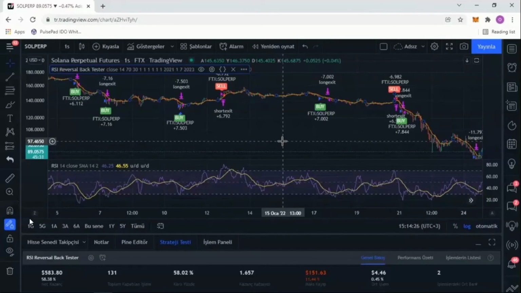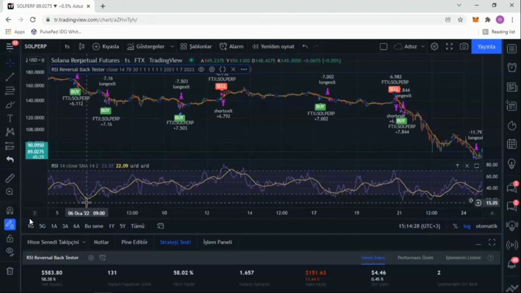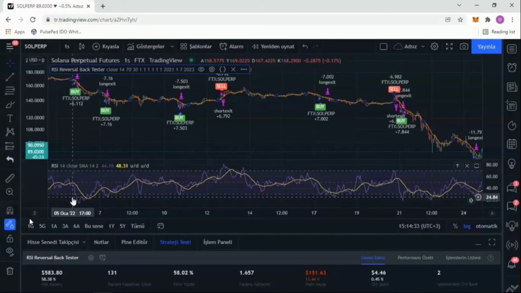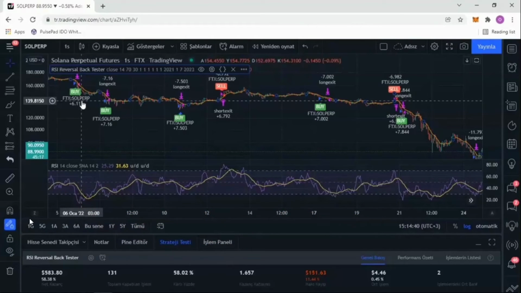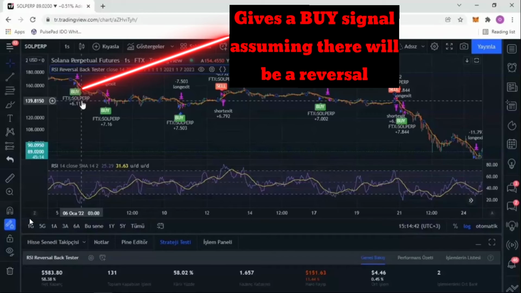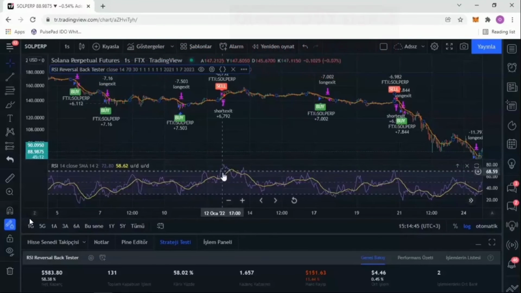Let's test it. As usual, go to settings, change contracts to USD just like I did here. Strategy will work like we explained a couple of minutes ago. If RSI goes below 30, it assumes that there is an oversold condition and there will be a reversal, so it opens a long position with buy signals. Likewise, if RSI goes above 70, it assumes that there is an overbought condition and there will be a reversal, so it opens a short position with our sell signal. Our risk reward ratio is 1 to 1.